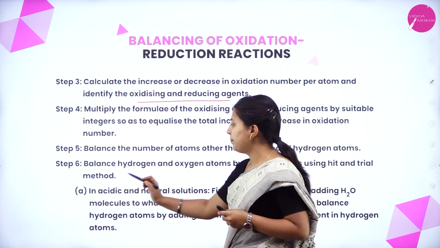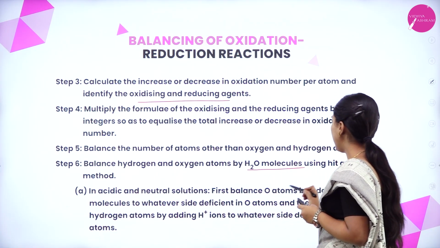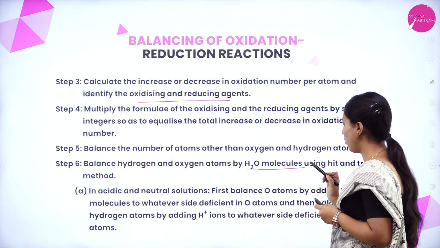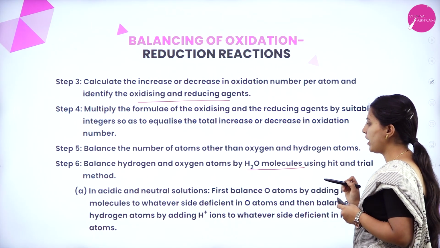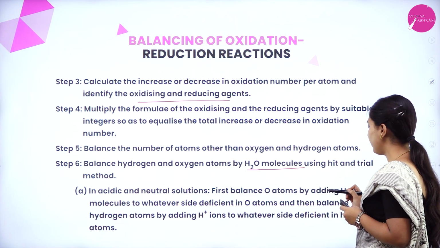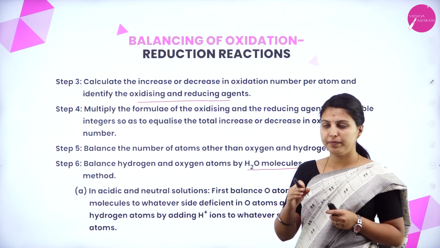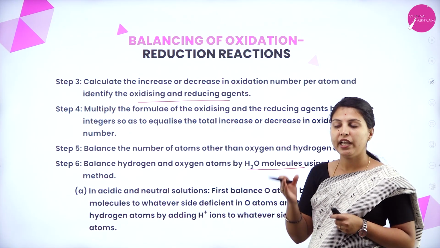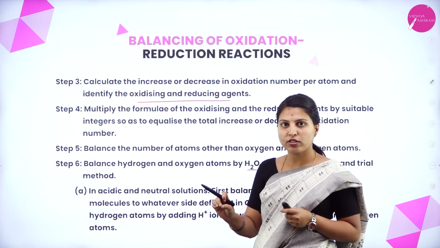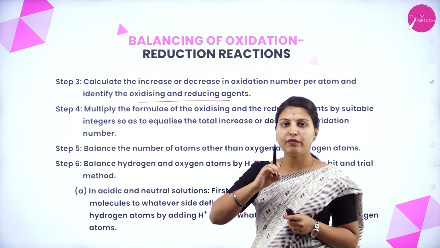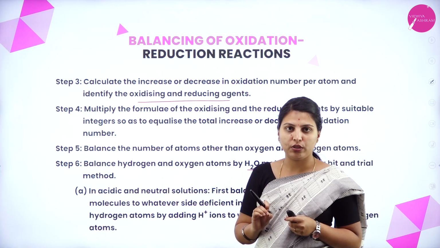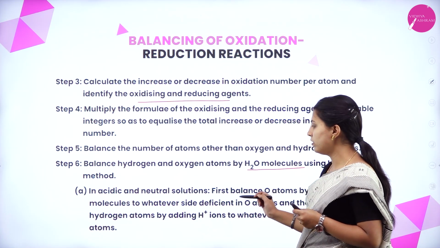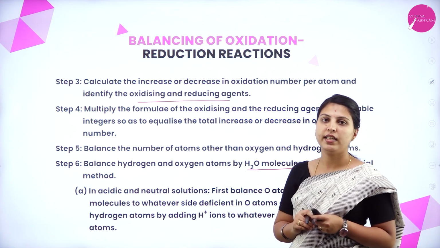Example, acidic and neutral solutions. First balance oxygen atoms by adding H2O molecules to whichever side is deficient in O atoms, and then balance hydrogen atoms by adding H+ ions to whichever side is deficient in hydrogen atoms. If the reaction is in acidic or neutral medium and oxygen is deficient, you have to add oxygen. How will you add it? By adding water molecules. If hydrogen is less, then you have to add H+ ions wherever the hydrogen atoms are deficient.